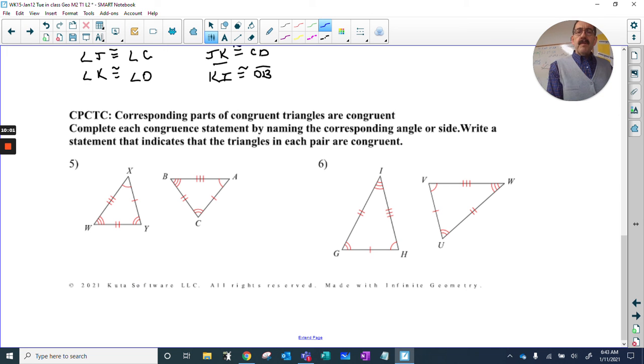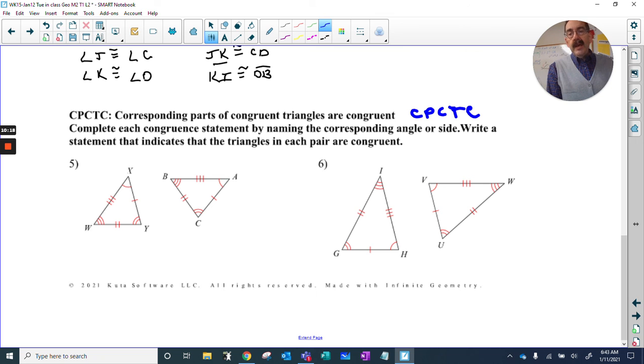All right. Corresponding parts of congruent triangles are congruent. There's that CPCTC. Complete each congruent statement. Now in this one, they didn't tell us the triangles. All they showed us was all the labels, all the symbols.